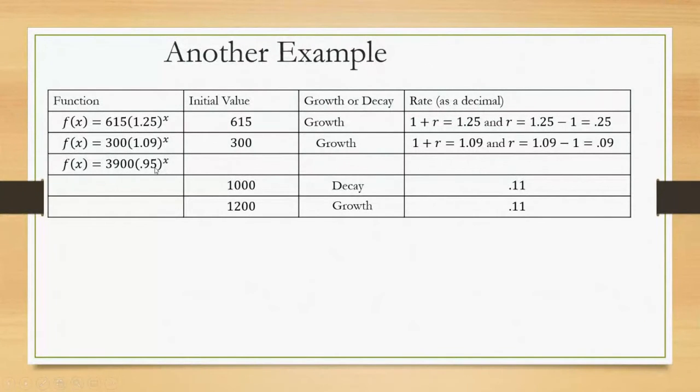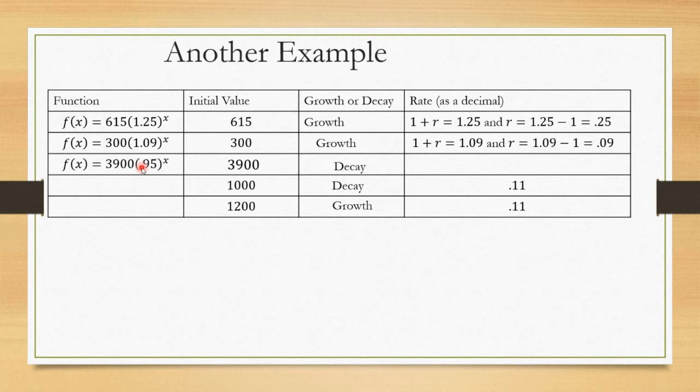Now for the next one here, someone tell me, what's the initial value going to be? 3,900. Very good. That's what we get, because that's the number in front here. Now do we have growth or decay though? Well, we have decay. And how do we know that? The base, 0.95, I think the book also calls it the growth factor. This is less than 1. So that's decaying. That's 0.95. Okay?